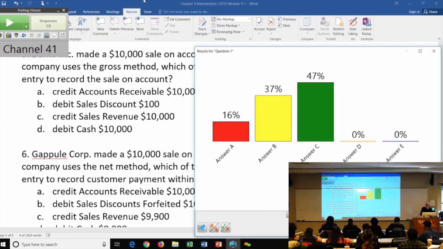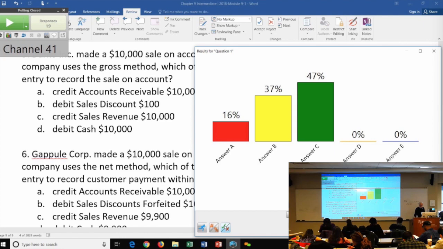So this is kind of split. Actually, the class is kind of split in half on this one. The answer would be, if it's the gross method, how much do you record? The sale is $10,000, so you would have a debit to accounts receivable and a credit to sales for $10,000. So credit sales revenue shows up at C. All right, so the answer would be C.